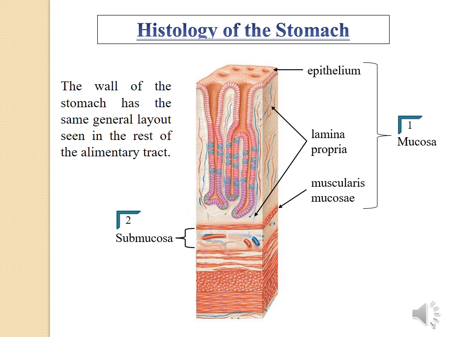Then, deep to it, we have the muscularis externa, and the outermost layer of the wall of the stomach is serosa. So these are the layers of the wall of the stomach, similar to those found in the rest of the alimentary tract. Of course, there are characteristic features of the stomach which we are going to talk about throughout this lecture.